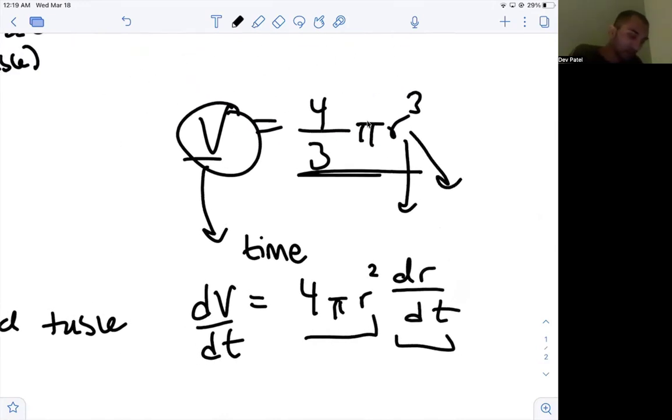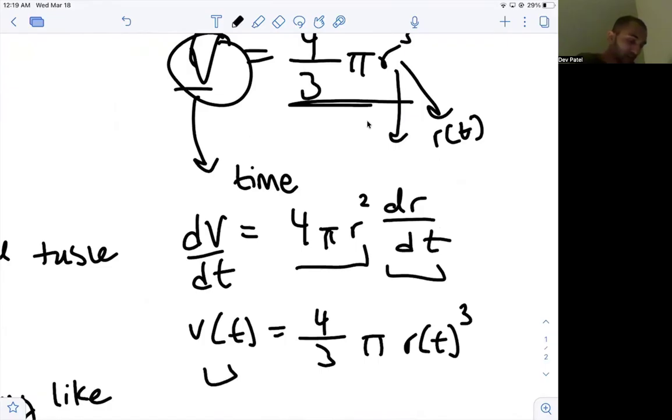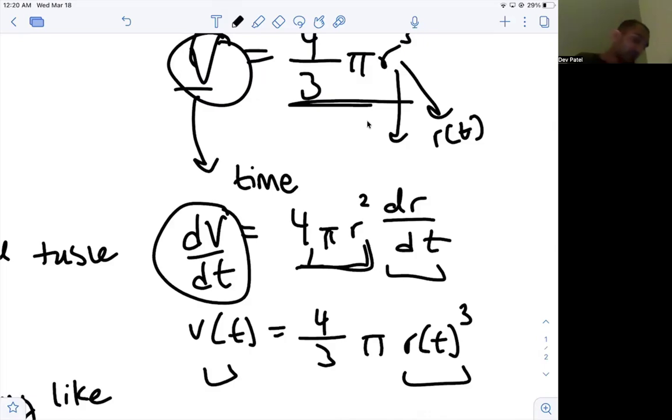Because r is a function of time, r of t, and V is a function of time, V of t. So V of t is 4/3 pi r of t cubed. These variables, volume and radius, are functions of time. As the radius changes with respect to time, we want to find out how much the volume changes with respect to time. And we can do that by taking the derivative. The sensitivity of volume to perturbations in time equals 4 pi r squared times the sensitivity of radius to those perturbations in time.